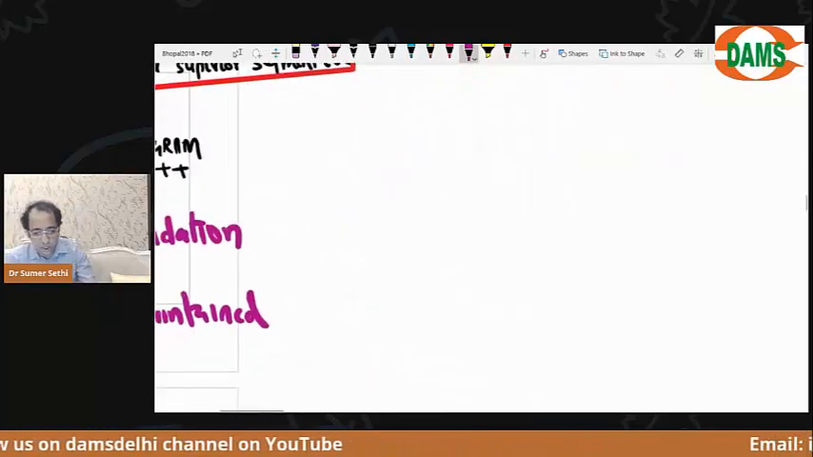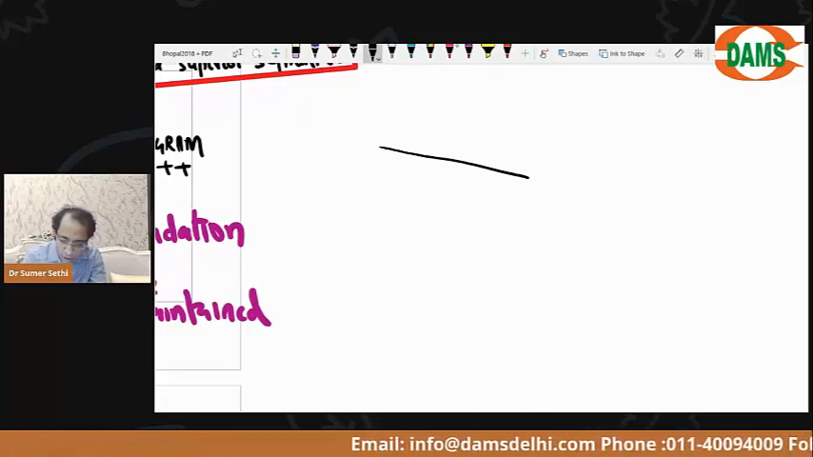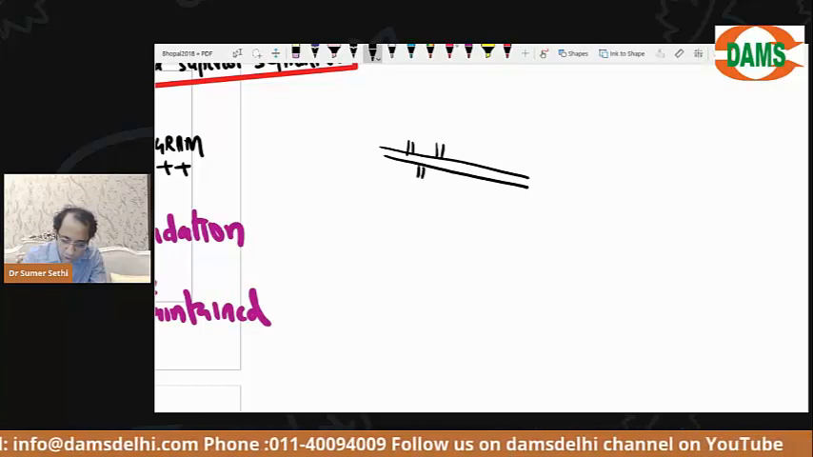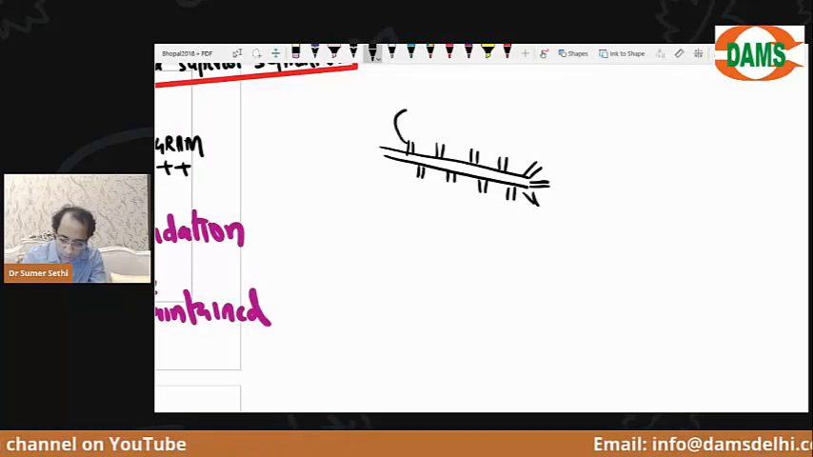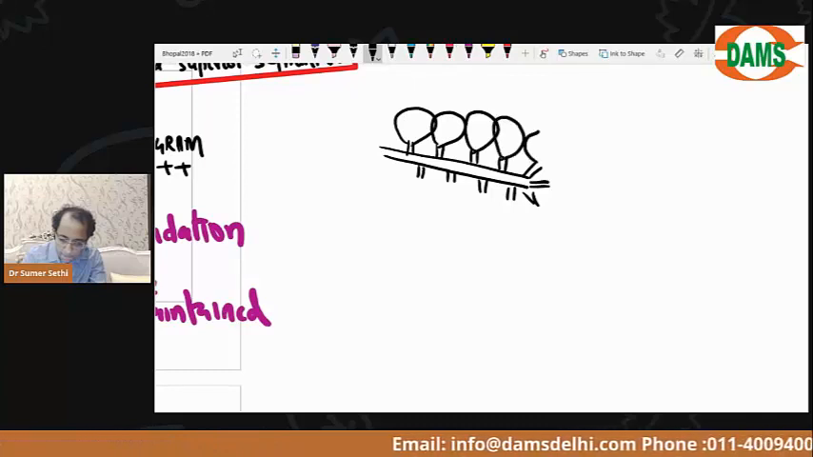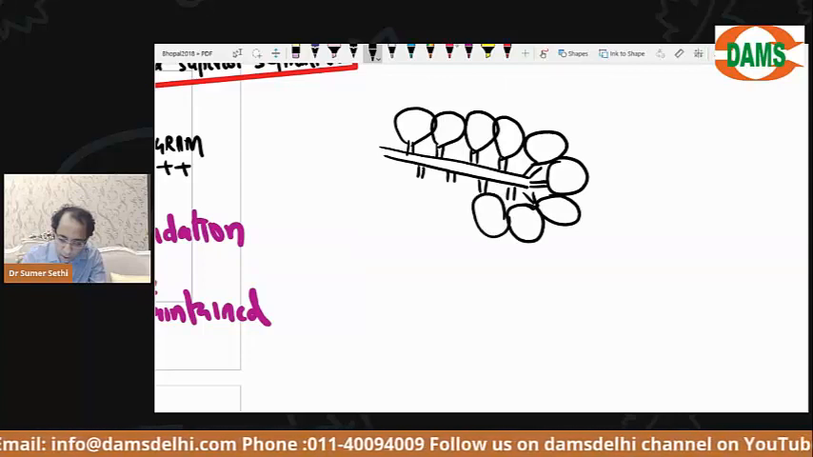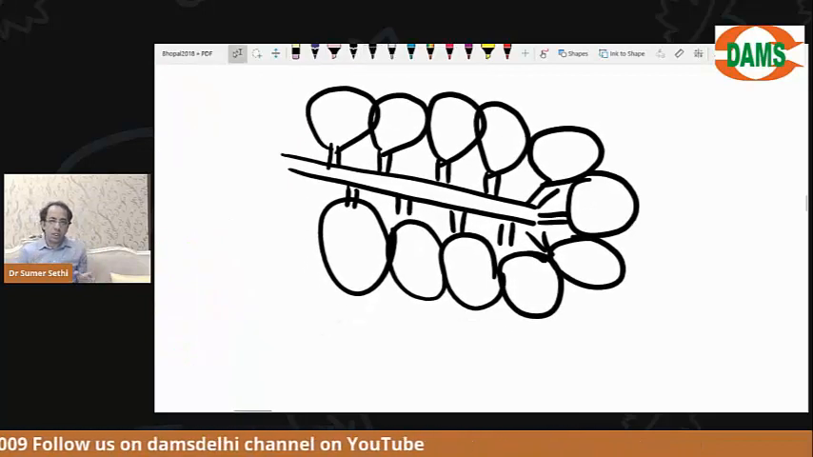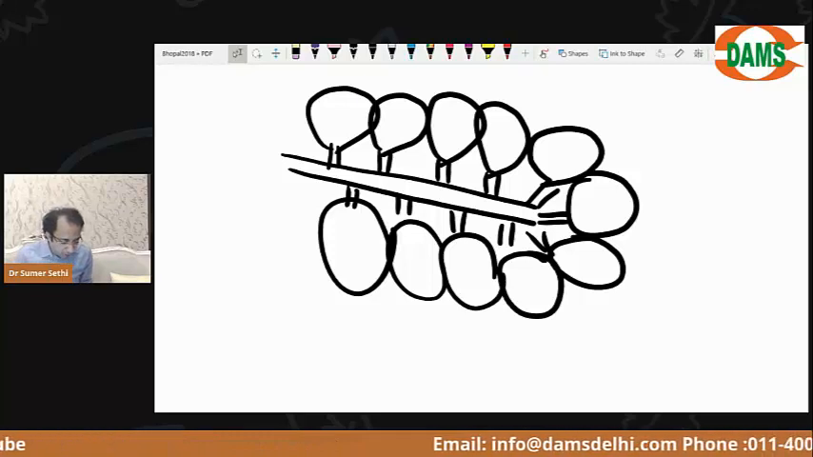Let's understand the why here. Suppose this is your bronchus or a respiratory bronchiole, these are your alveolar ducts and these are your alveoli. Let's look at it in a microscopic manner.